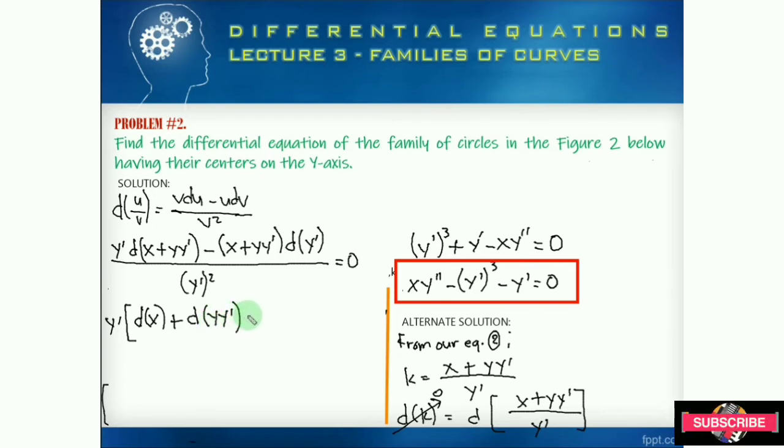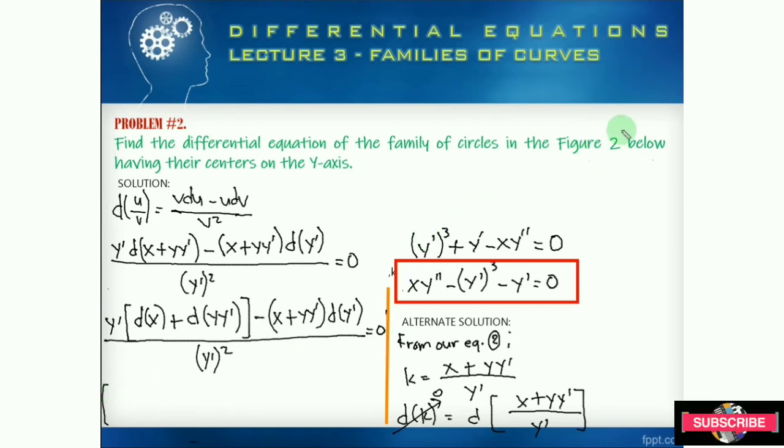And then y prime times this bracket, minus, we distribute this derivative: the derivative of x plus the derivative of y prime, so minus this x plus y prime, and then we have the derivative of y prime, all over this y prime squared. Okay, and this is equal to 0.